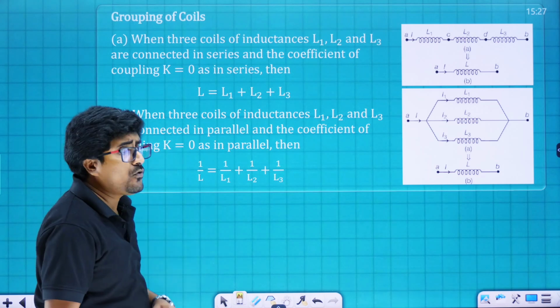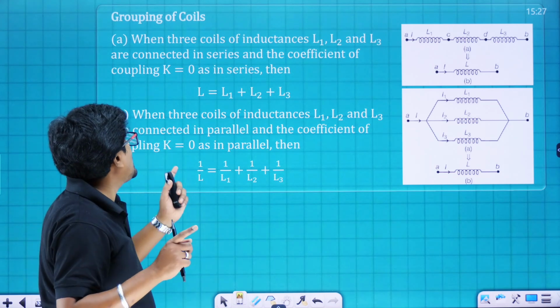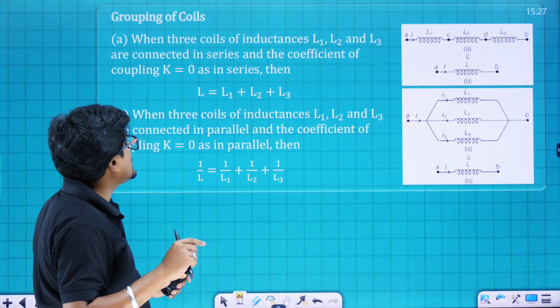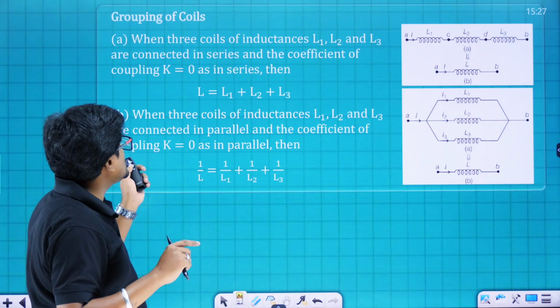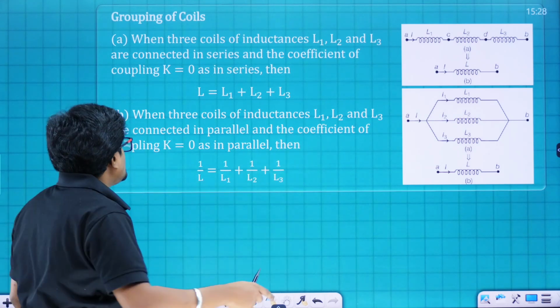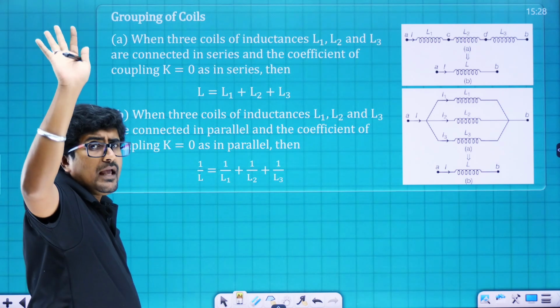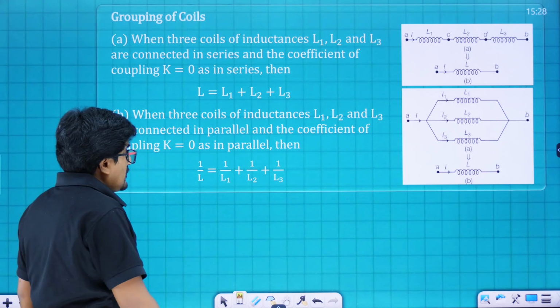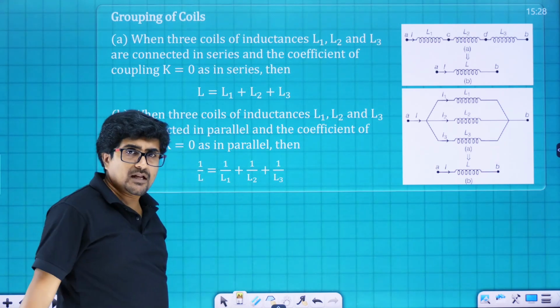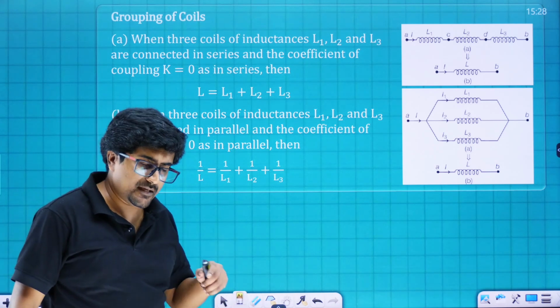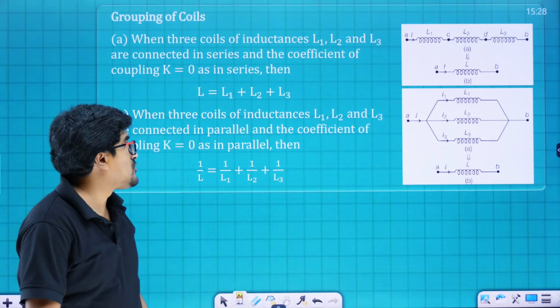Alright, next is grouping of coils. Two possibilities we are considering. First one is K equal to 0 and next one is K equal to 1. K equal to 0 means they are separated by a large distance, so basically it is L equal to L1 plus L2 plus L3 etc. up to Ln if you are having n number of coils, and for parallel combination it is 1 by L equal to 1 by L1 plus 1 by L2 etc. up to 1 by Ln. Exactly the same as in the case of resistance.